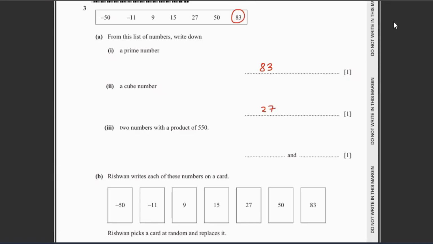Next we have two numbers with a product of 550. So it's 50 and minus 11. They both multiply and give 550 as the answer.